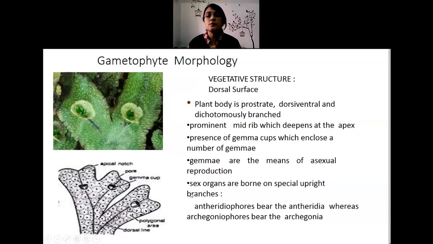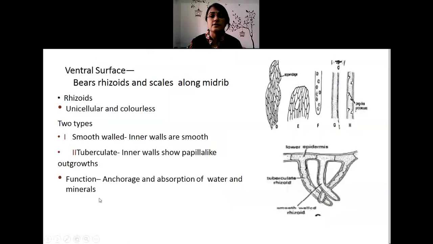Sex organs are borne on special upright branches from the dorsal surface of the thallus. From the dorsal surface, we find erect structures which arise, that is gametophores, which are special upright branches. The gametophores which bear antheridia are called antheridiophores. The gametophores which bear archegonia are called archegoniophores. On the dorsal surface, we find polygonal areas with a small pore in the center, which represents the air chambers found in the internal structure.